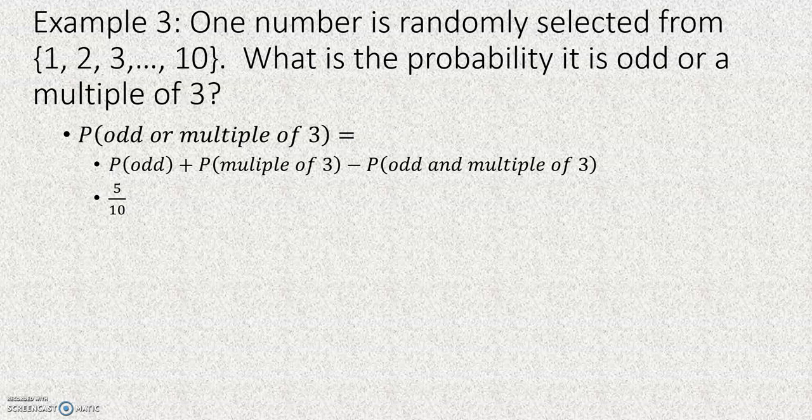Probability that it's a multiple of 3, it could be 3, 6, or 9. 3 out of 10. Odd and a multiple of 3: 2 out of 10. 3 and 9 are the ones that are odds and multiples of 3. So it's 5/10 plus 3/10 minus 2/10, 6/10, which is 3/5.